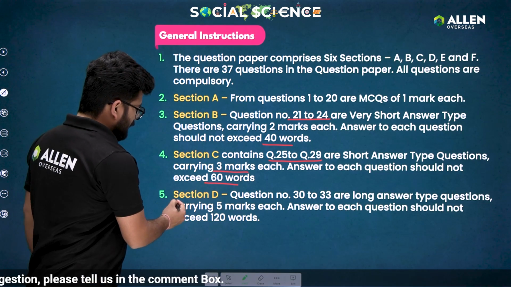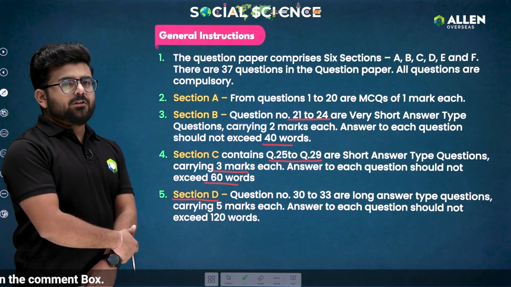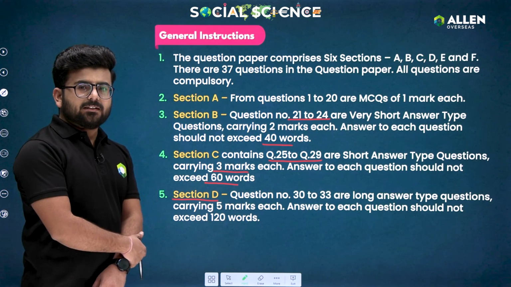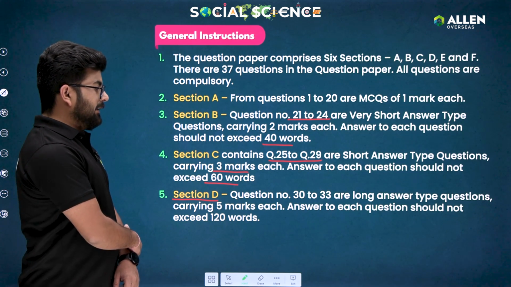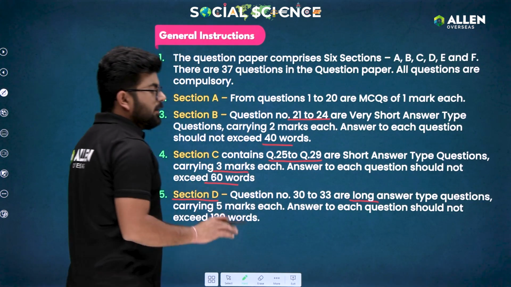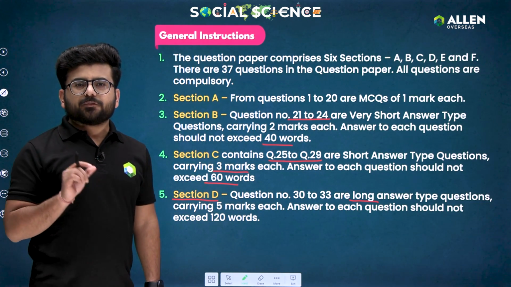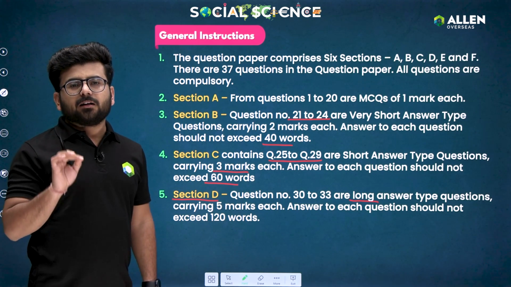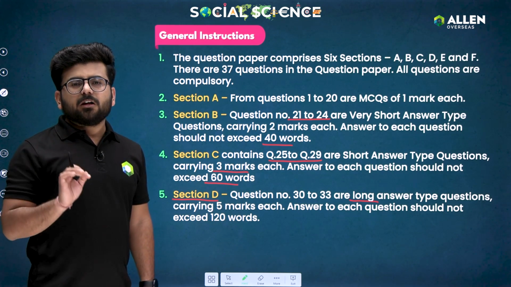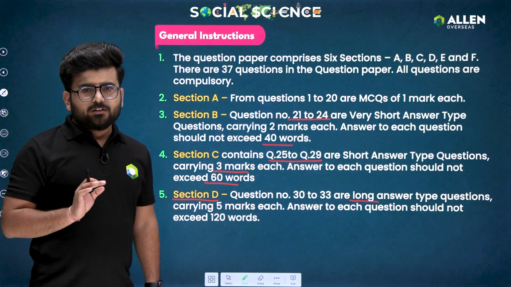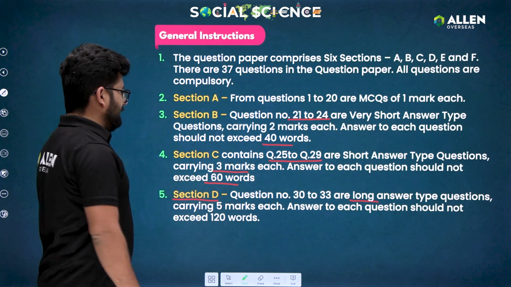Next students, section D. In section D, you will be getting questions from question number 30 to question number 33, and every question here is of long answer type. It means you will have to write long answers for every question. Every question will comprise 5 marks each, and the word limit for writing such questions is 120 to 140 words. So students, that's all about section D.